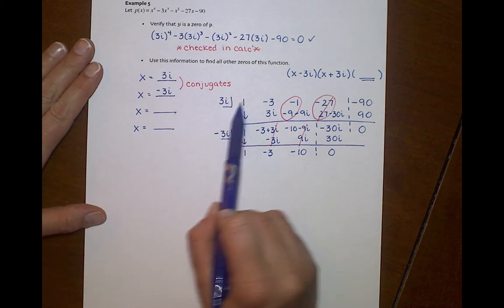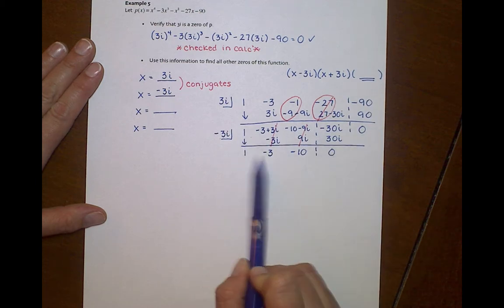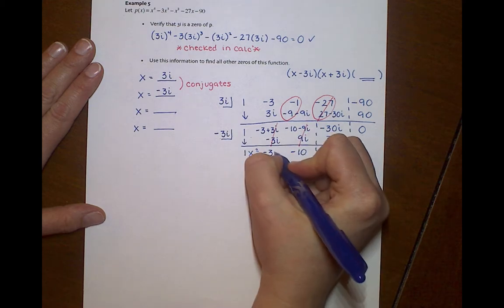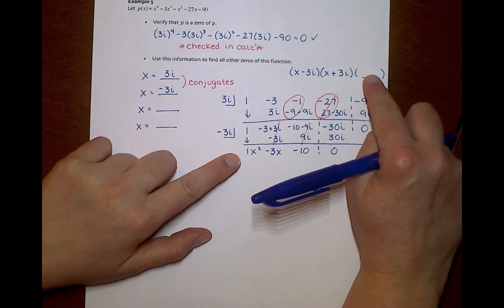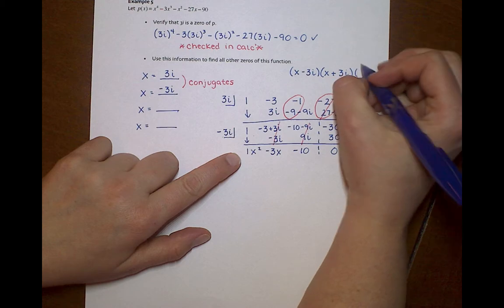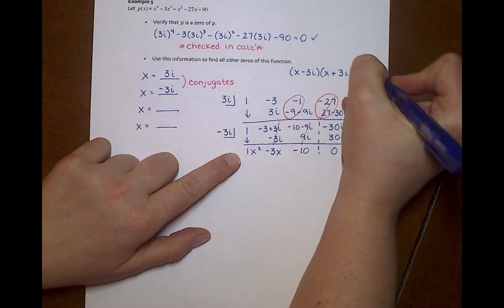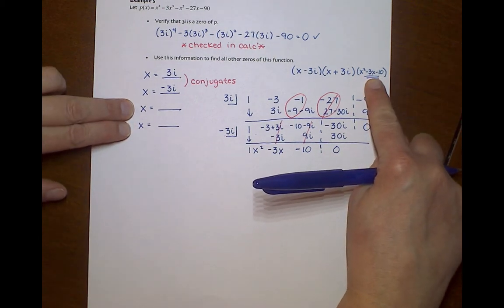So this was an x to the 4th originally. We divided it once and then divided it again. So now what I'm looking at is a quadratic, x squared minus 3x minus 10 equals 0. Okay, this is the thing that would go here. So we know that my other factor is x squared minus 3x minus 10 equals 0. That's the thing that's going to give me my two other roots.